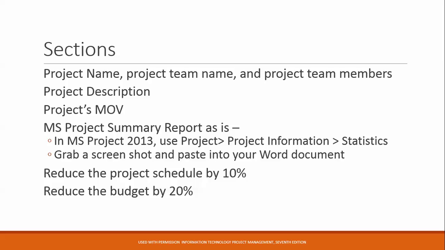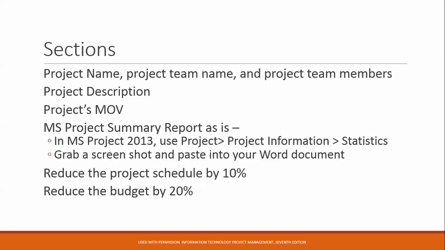Now you're going to reduce your schedule. So basically what we're saying is go into those tasks where you think you're going to be able to reduce your schedule and reduce the number of days. You're going to want to justify your reduction, the choices that you made. So please be sure to pay attention. In your Word document, you're going to have your original screenshot, your project as it is today. You're going to reduce your schedule by 10%. You're going to reduce your budget by 20%.